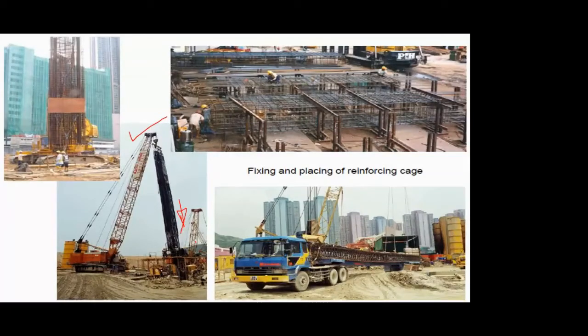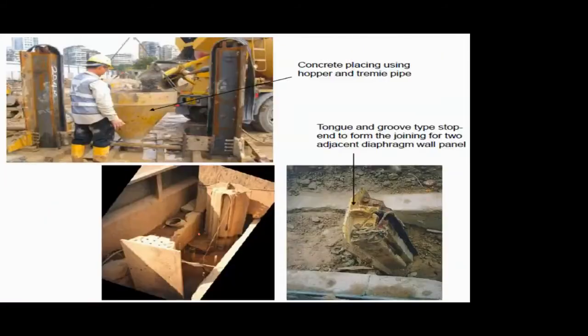And there is still bentonite slurry in that excavated trench. In that, this reinforcing cage is lowered. So that's our next step, the addition of your reinforcement. And once you do that, all you have to do is start the concreting.